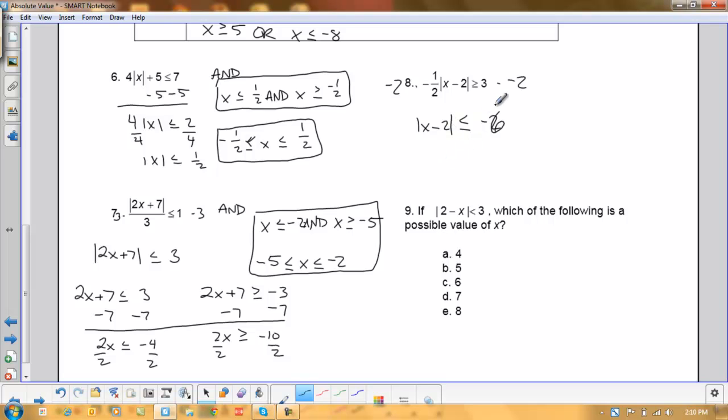It's at this point that I observe that this is a negative number, and since that is a negative number, I can now employ the all real numbers or no solution strategy. The absolute value of x minus 2 is less than or equal to a negative solution. The answer to that problem is never, so the answer to this question is no solution.